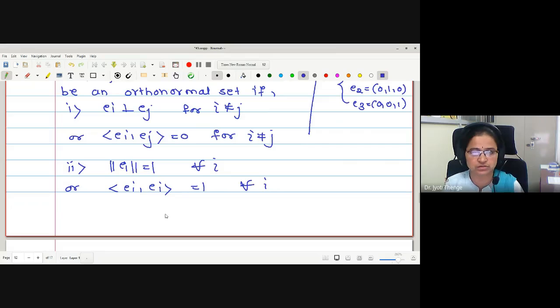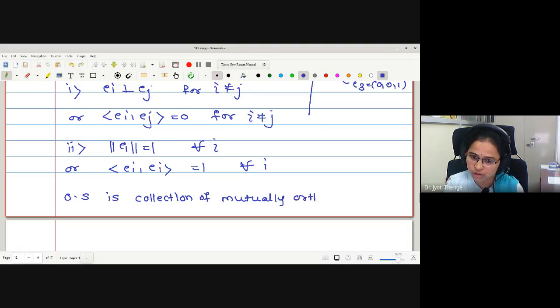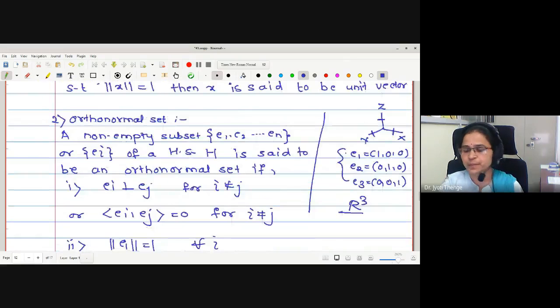Therefore these are the two conditions. The first condition means that a vector Ei is orthogonal to all the remaining vectors. The second condition, Ei itself is a unit vector. Therefore, one can say that an orthonormal set is a collection of mutually orthogonal unit vectors. Mutually orthogonal unit vectors. Here, I have told you an example in the R3 space.